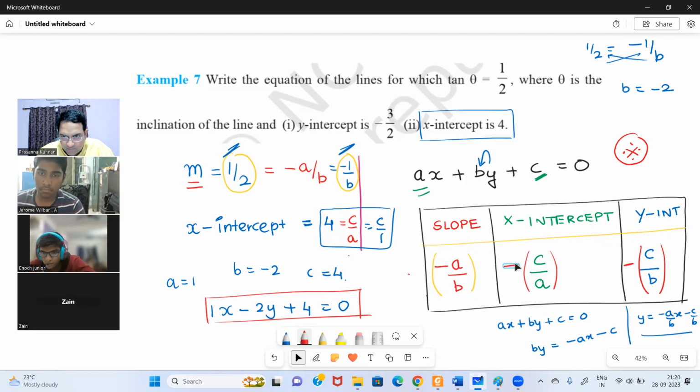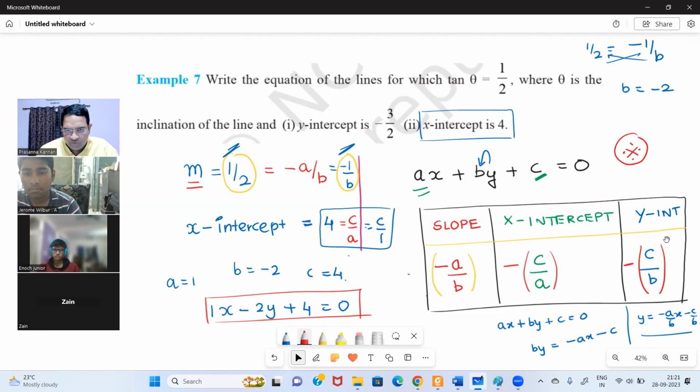The x-intercept also has a minus sign. The y-intercept also has a minus sign. So how do you understand this? Very simple. How do you get the x-intercept? By putting y equal to 0. If you put y equal to 0, ax plus c is 0, so ax will be equal to minus c, so x will be equal to minus c by a. Similarly, how do you find the y-intercept? Put x equal to 0 in this equation. So by plus c is 0, by is equal to minus c, so y is equal to minus c by b.